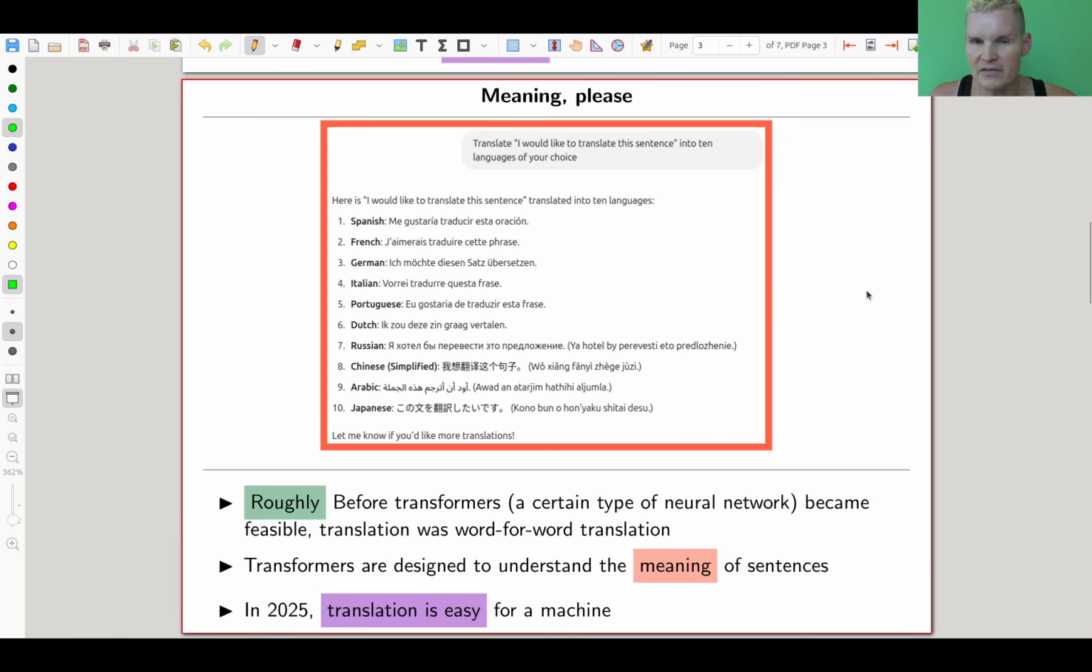More difficult is translation. So it's really translation of a sentence, not translation of a word. Translation of a word is pretty easy, that we just said. But really translation of a sentence.